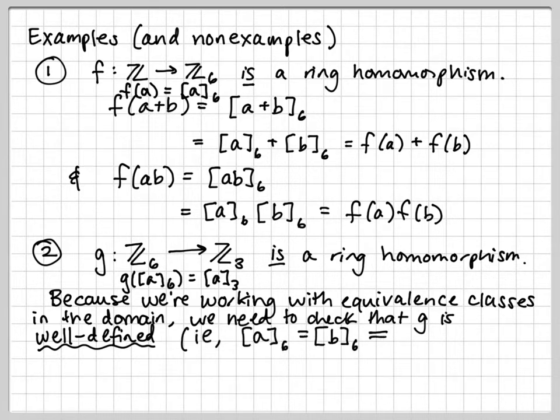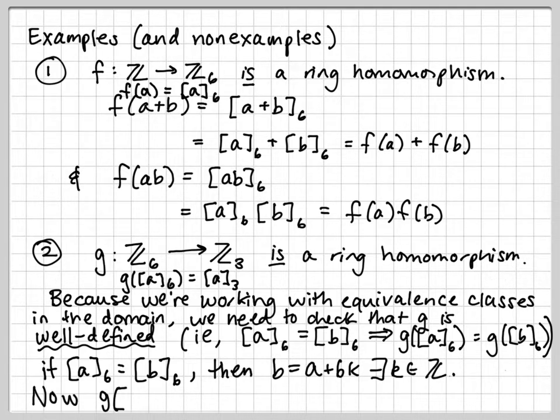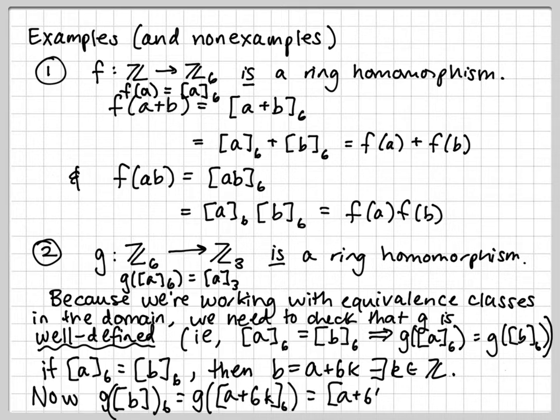So we want to make sure that if A mod 6 and B mod 6 are equal, the outputs will be equal. Okay, well, let's assume they are. That means that B looks like A plus a multiple of 6, 6k, for some integer k. And I can rewrite that then. I have that G of B mod 6 is going to give me G of A plus 6k mod 6, which gives me A plus 6k mod 3, which gives me A mod 3 plus 6k mod 3.